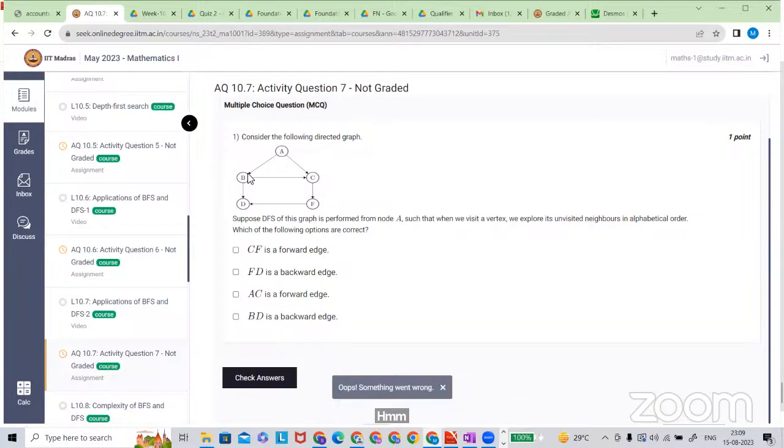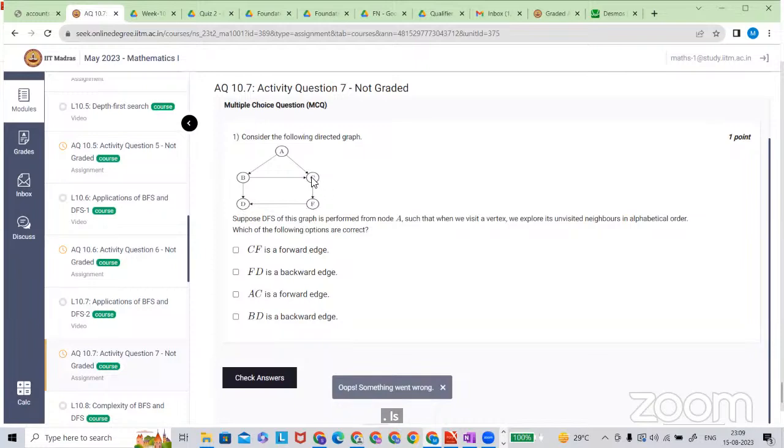We cannot go to D. We will go to C, as per the statement. Yes. Then to F and then to D. Then to D. Okay. So it is CF. Sorry. So CF is what?